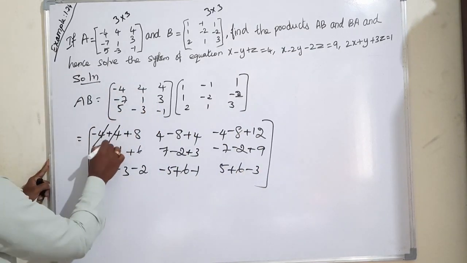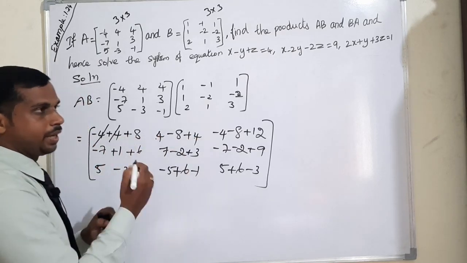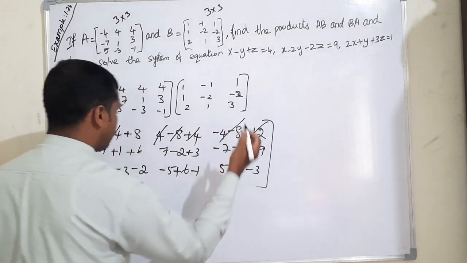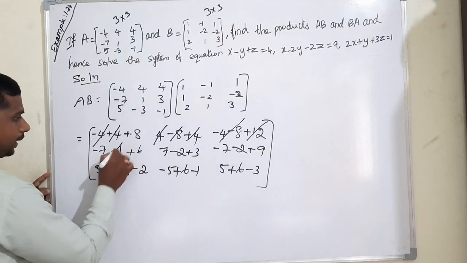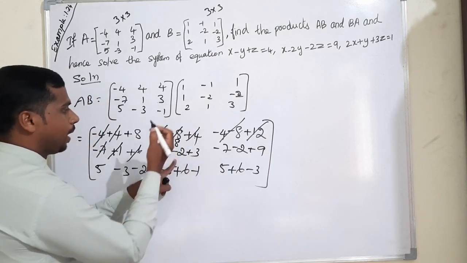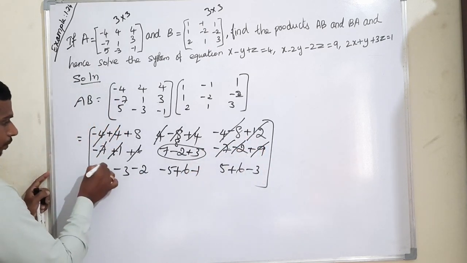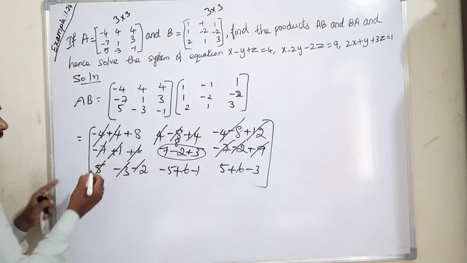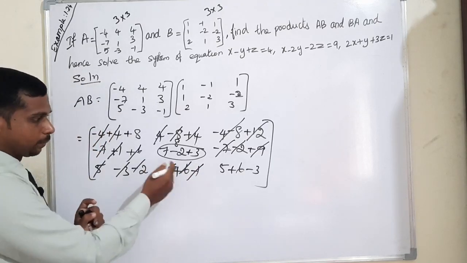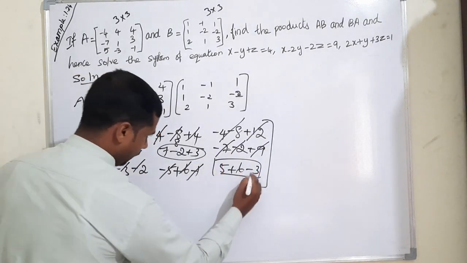So listen, minus 4 plus 4 cancel, the remaining 8 is there. Here, plus 4 and plus 4 means positive 8. 8 minus 8 will be cancelled. Minus 4 minus 8 is minus 12, and positive 12 cancels. Minus 7 is there, plus 1 plus 6 is plus 7, and minus 7 cancels. Here listen carefully, 7 plus 3 is 10, 10 minus 2, so 8 is the balance. Then the remaining minus 7 minus 2 means minus 9, positive 9 cancels. 5 minus 3 minus 2 means minus 5, plus 5 cancels. 6 balance, minus 5 minus 1 is minus 6, plus 6 cancels. Here the balance is 5 plus 6 equal to 11, 11 minus 3 is equal to 8.